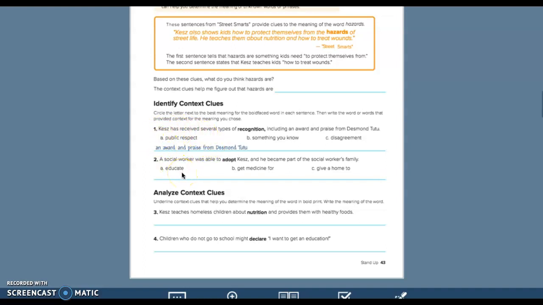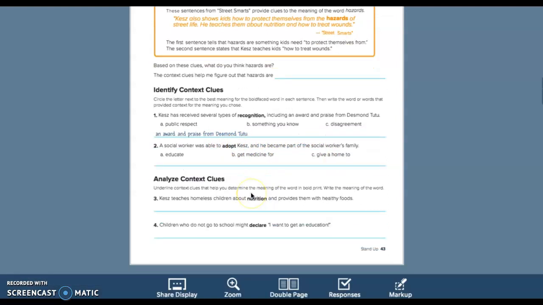A social worker was able to adopt Kez, and he became part of the social worker's family. So adopt became part of the social worker's family. So do you think adopt means to educate, to get medicine for, or to give a home to? Okay, you guys have all heard that term, I'm sure. But, okay, which one kind of gives us some evidence? Okay, now analyzing context clues. Kez teaches homeless children about nutrition and provides them with healthy foods. So it's got to be something to do with healthy foods, right?